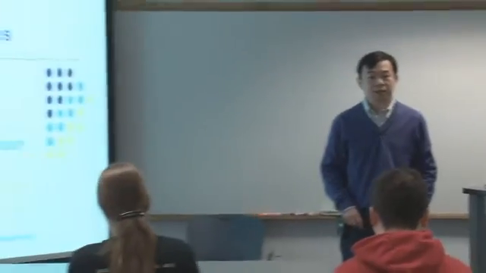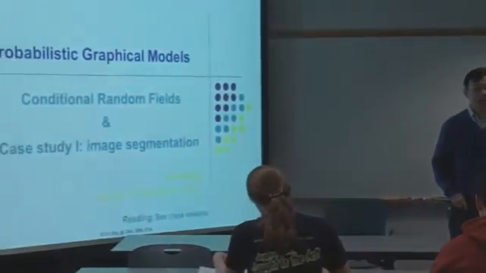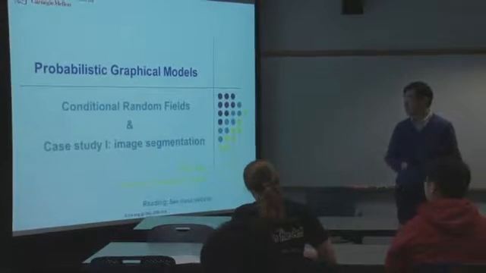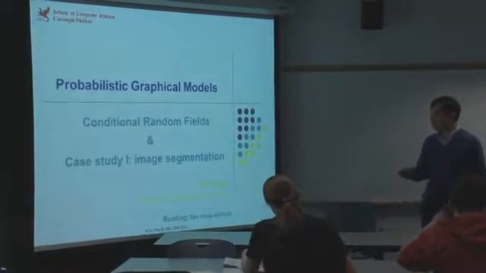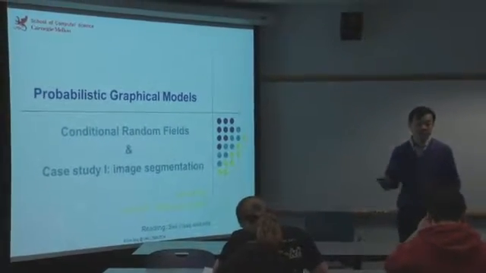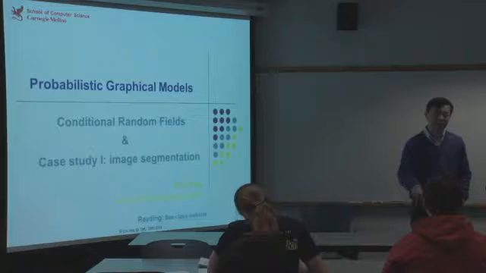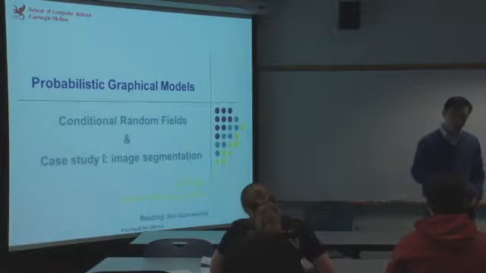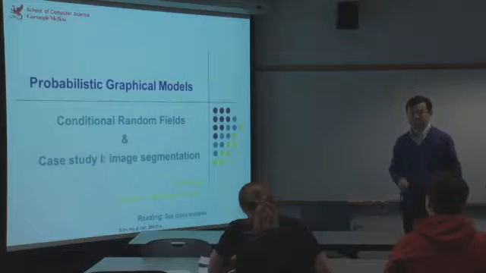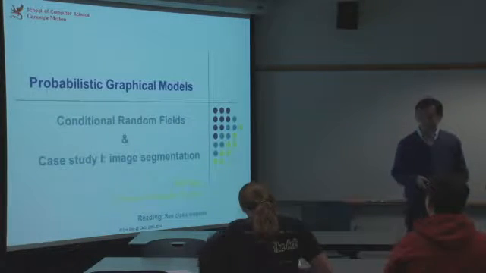So today we're going to continue our discussion on some interesting instances of graphical models. Today's model is a very interesting one. We're going to talk in depth about conditional random fields. This was invented in this very place by John Lafferty, and it is one of the most widely used graphical models nowadays in many applications.